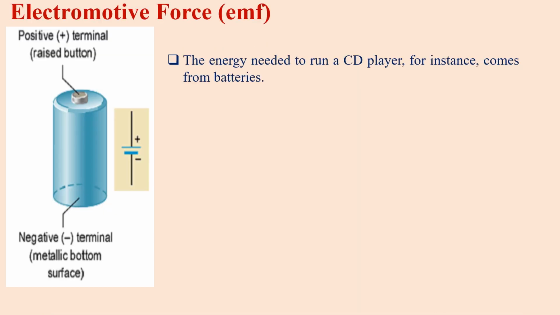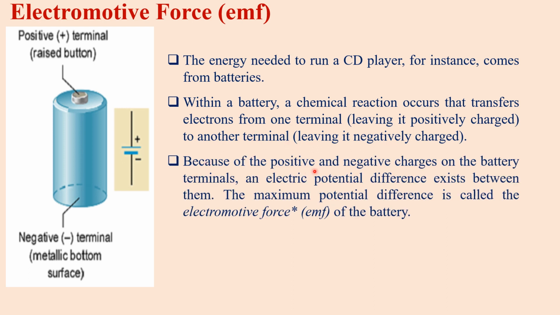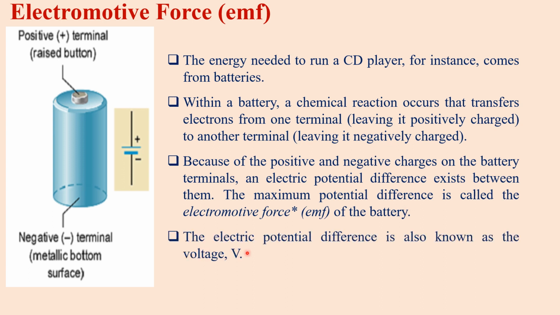Electromotive force, EMF. The energy needed to run a CD player, for instance, comes from the batteries. Within a battery, a chemical reaction occurs that transfers electrons from one terminal to another terminal. Because of the positive and negative charges on the battery terminals, an electric potential difference exists between them. The maximum potential difference is called the electromotive force, EMF, of the battery. The electric potential difference is also known as the voltage.